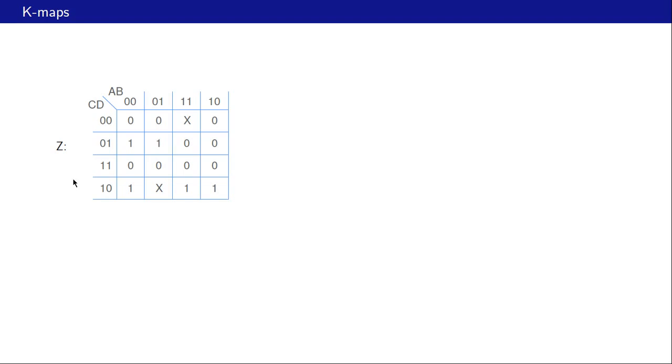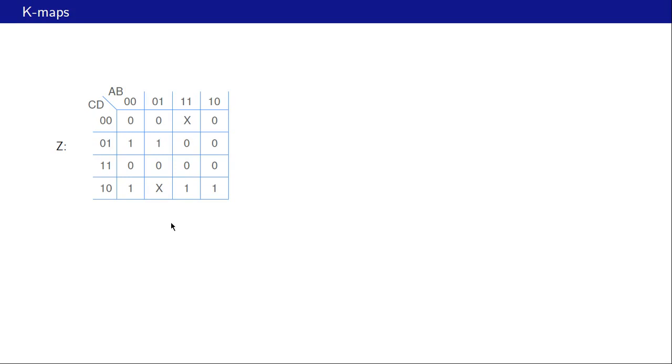Let us look at this example which has some don't care conditions. There is a don't care condition here denoted by x, and there is another one here. Now the question is, what do we do with these x's? We can make this x 0 or 1. Similarly, we can make this x 0 or 1. And the question is, what would be a good choice?